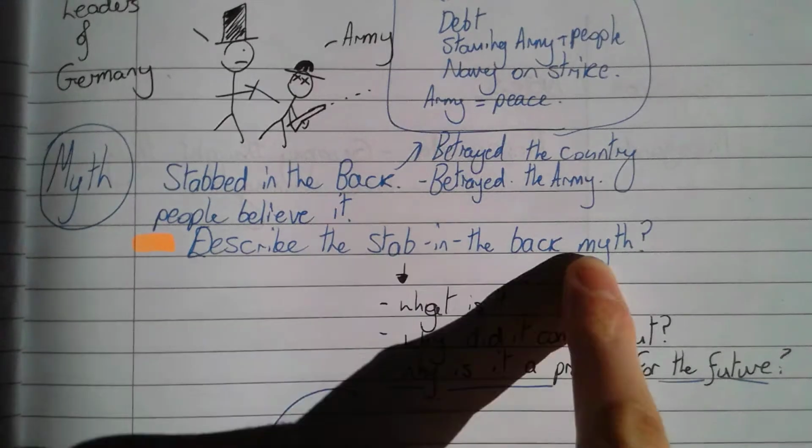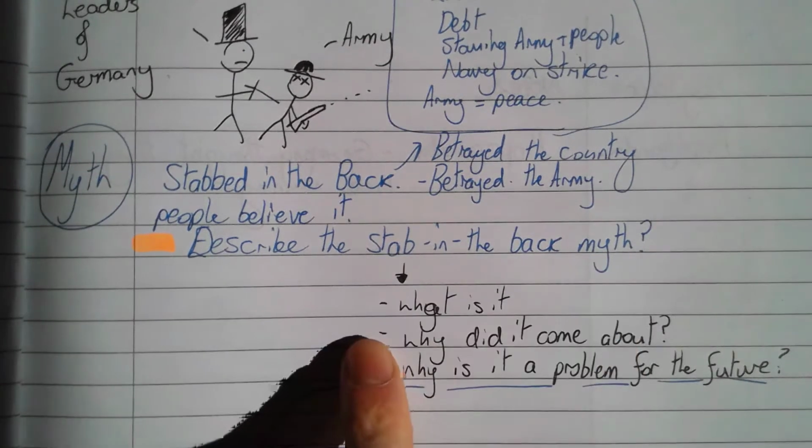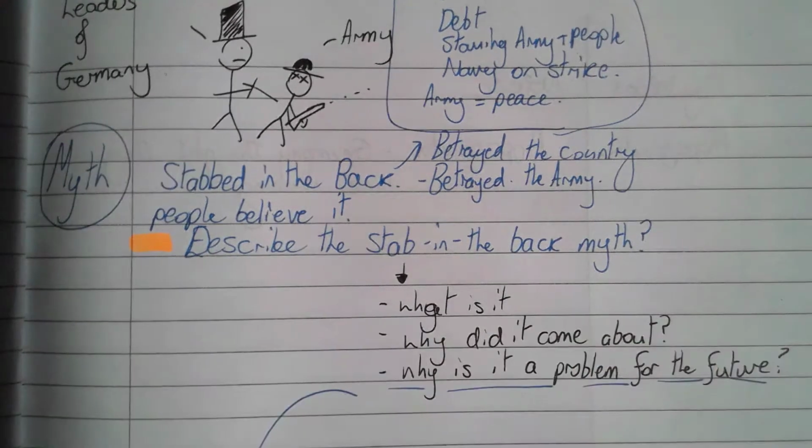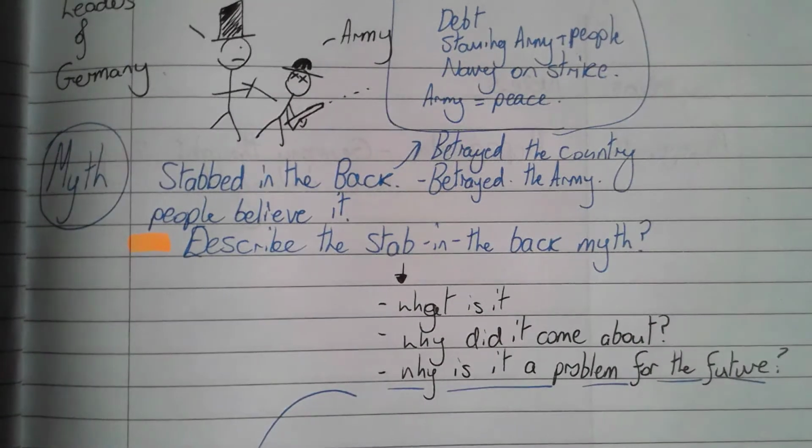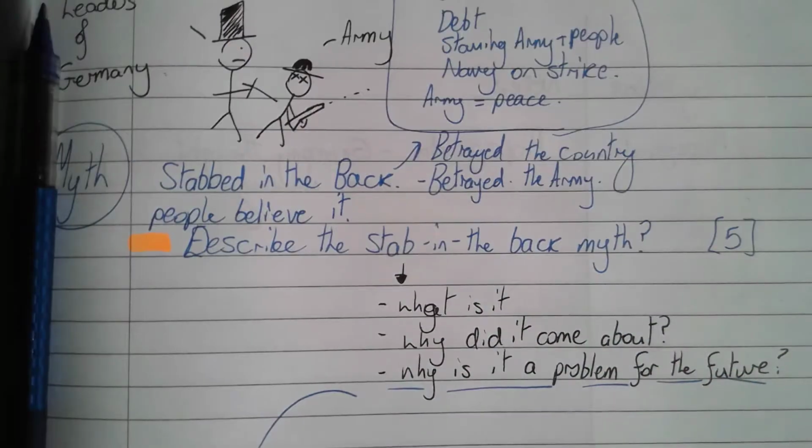And what I'd like you to do in this question here is have a think about that. So I would like to describe the stab in the back myth. So I'd like you to tell me what it is, why did it come about, why is it a problem for the future? Alright, that question is a 5 marker in the exam, so it should take you 5 minutes. Alright, so pause it, give yourself 5 minutes to answer it, and then we'll go through it in a second. Off you pop.